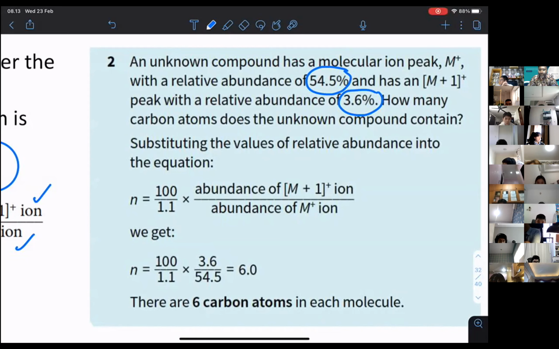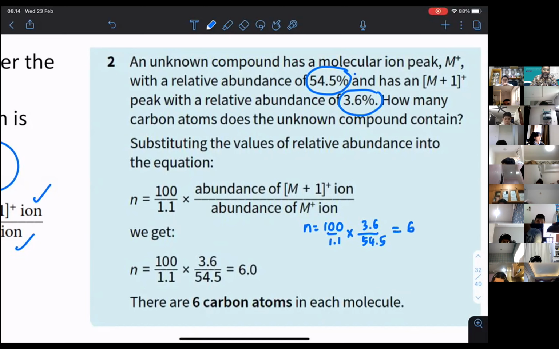In order to get this, just apply the formula. N equals 100 divided by 1.1, times the abundance of M+1, which is 3.6, divided by 54.5. Sorry, M+ is 54.5 and M+1 is 3.6. Divided by 54.5, and you will get the value which is 6.